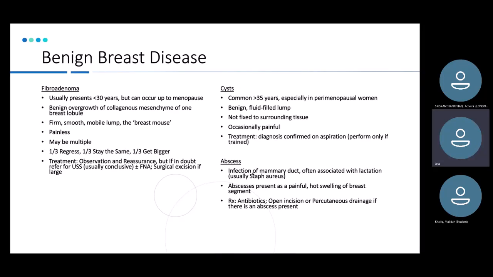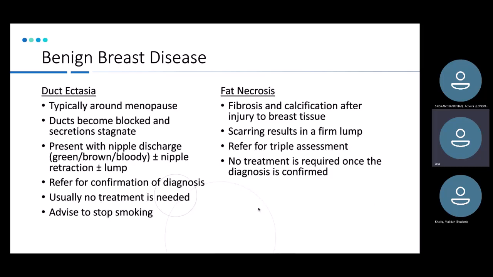Other benign diseases are cysts and abscesses. In these cases, you can either aspirate them or incise and drain them, and they come with the features you would expect of cysts and abscesses. Duct ectasia often occurs around menopause, when the ducts become blocked and the secretions stagnate. You can get green, brown, or bloody nipple discharge. You can reassure and discharge, but you can also refer for confirmation of the diagnosis, but usually no treatment's needed. If someone's a smoker and they have it, you advise them to stop smoking.